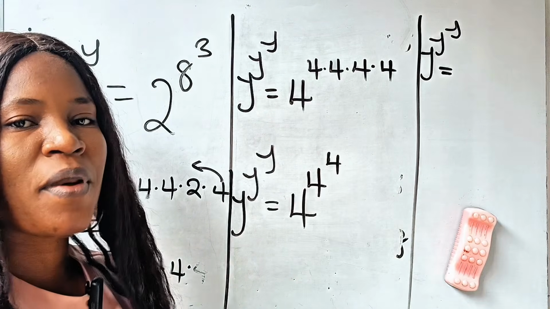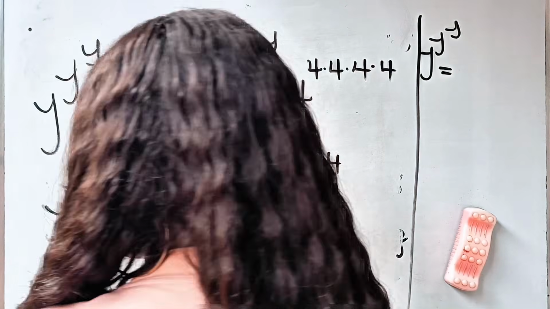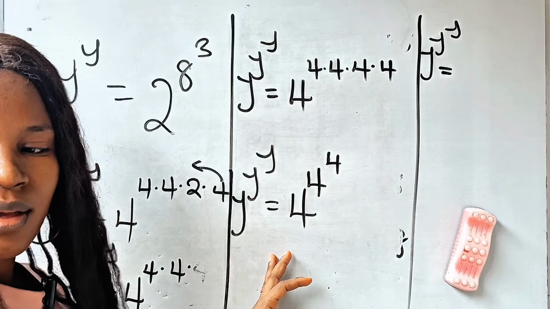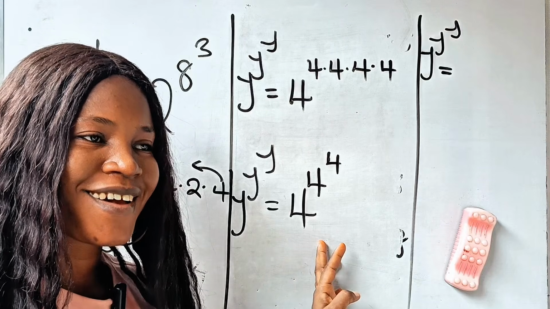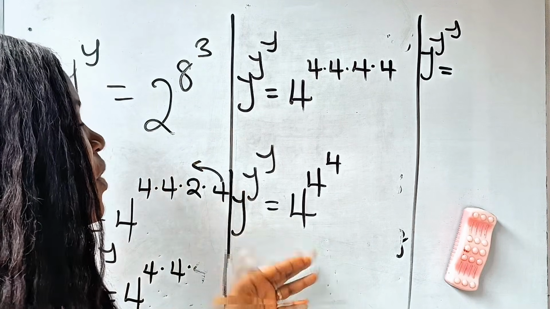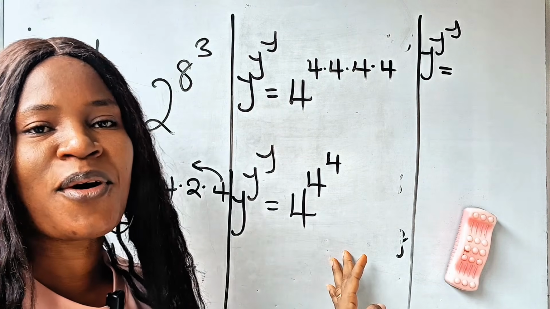Now, by comparison, you will have that y is equal to 4. Sorry about the background noise. So this simply means by comparison y is equal to 4.